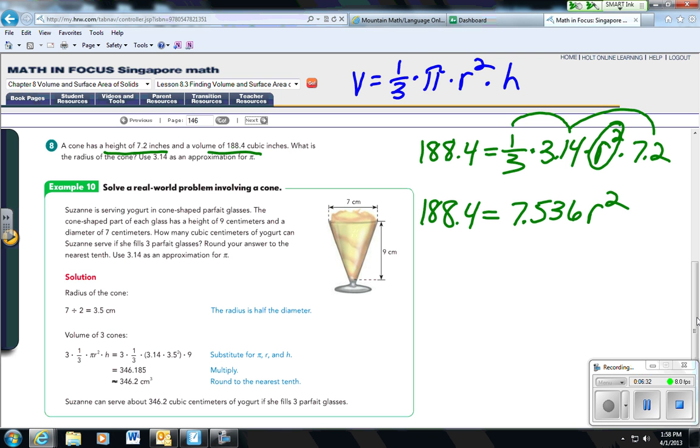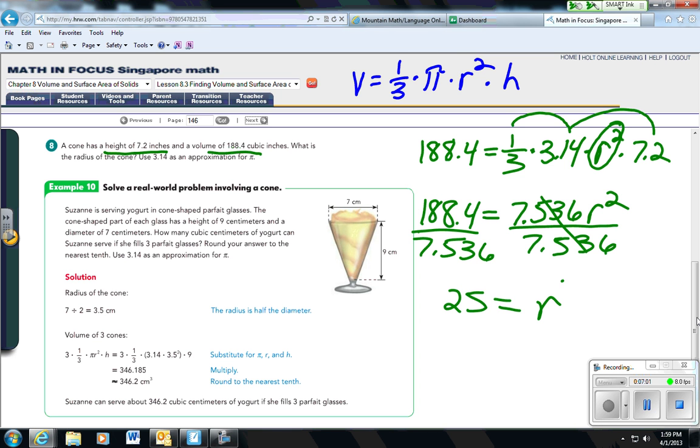7.536. So now we need to get r squared by itself, so we've got to get rid of that 7.536. To do that, we do the opposite of what it's doing. It's multiplying the r squared, so we're going to divide both sides by 7.536. Do your math on the left, 188.4 divided by 7.536, and you'll get 25 equals, these cancel each other out, leaving you with r squared.